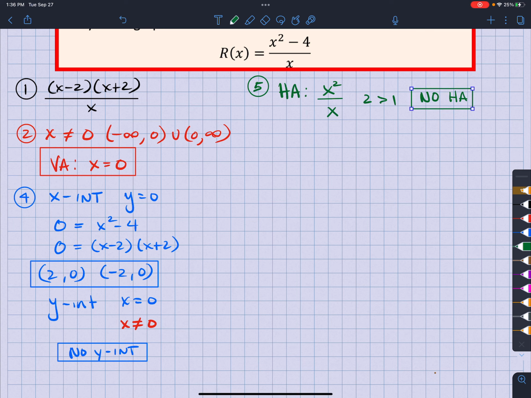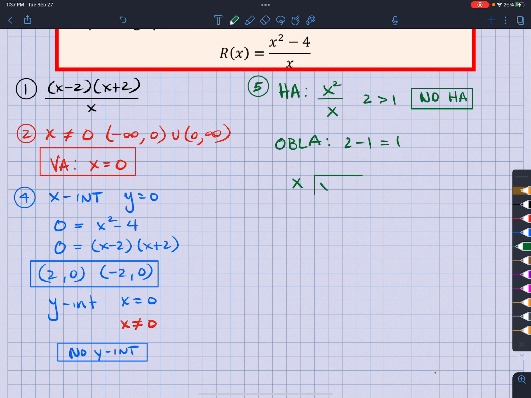And with step 5, I need to find my oblique asymptote. So it's 2, so I can say 2 minus 1 is equal to 1. So that means the power on top is only 1 larger than the power on the bottom. So that means I would have to do long division.